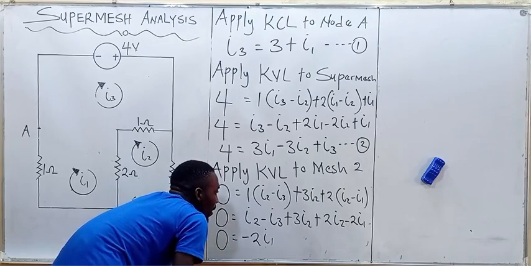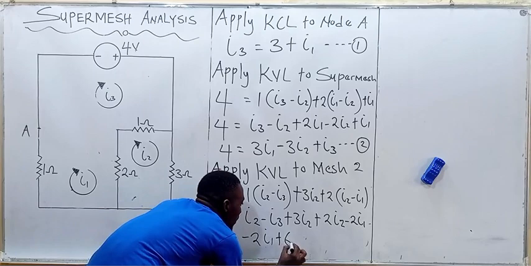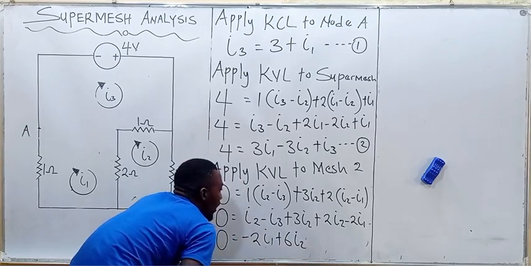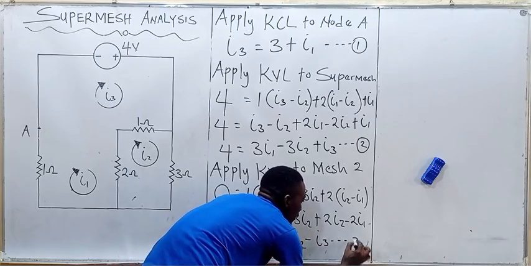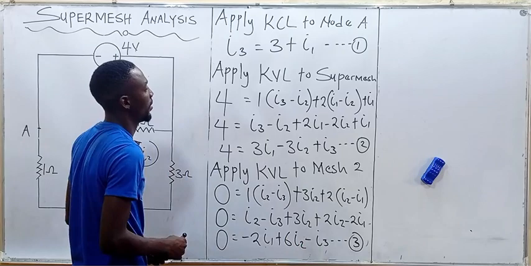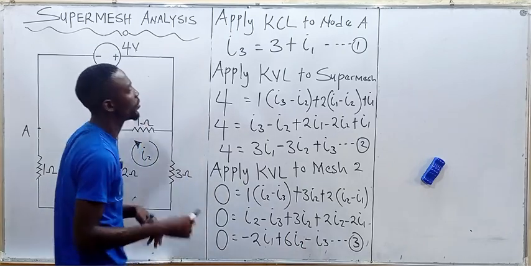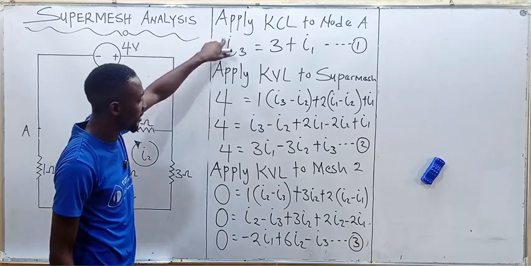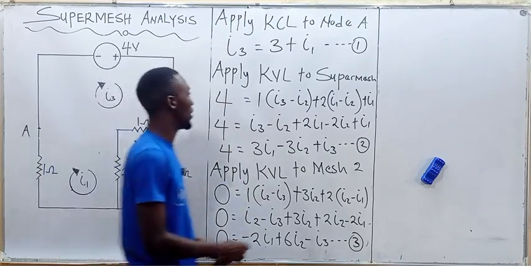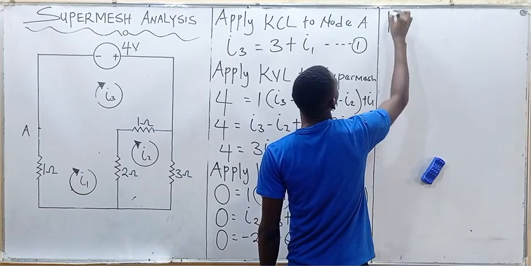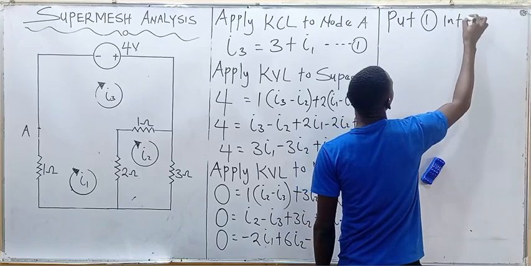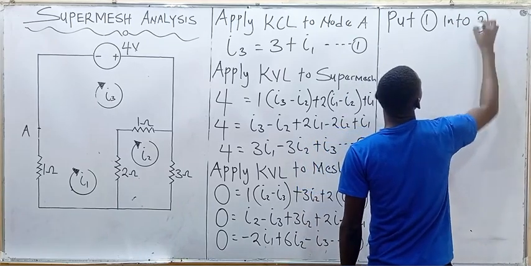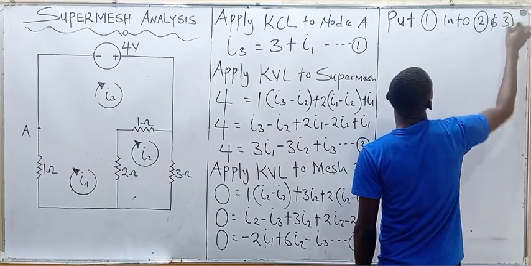4, 5, 6I2 and then minus I3, equation number 3. All right. So the next thing we are going to do is put equation 1 into equation 2 and equation 3.